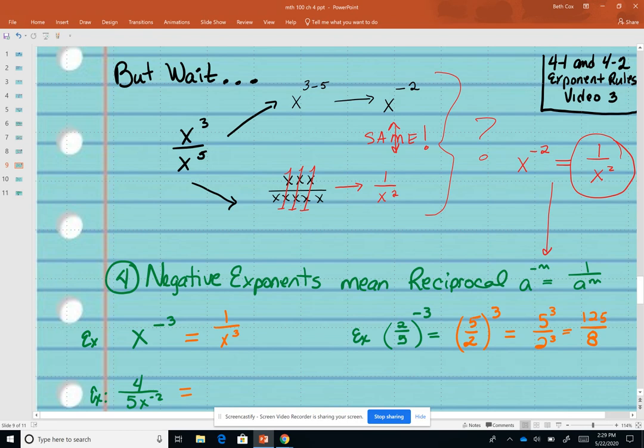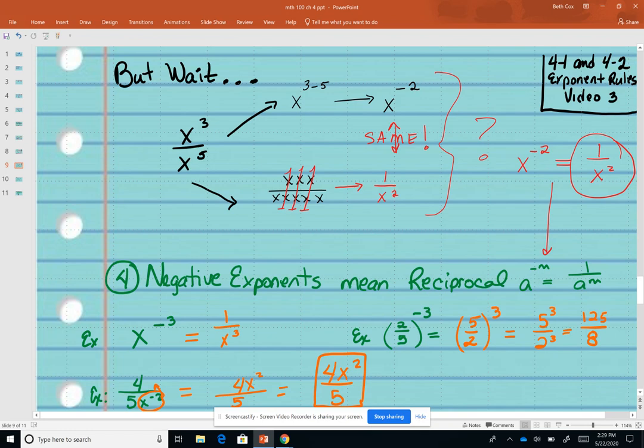And then this last one is kind of tricky. It's like it's flipped, but it's in the denominator already. So if it's in the denominator and we need to flip it, it's going to go to the numerator. The 4 and the 5 will stay, but just this guy is going to flip up to the numerator. So we have 4x to the second over 5. Just the negative part gets to flip. So that's the negative exponent rule.